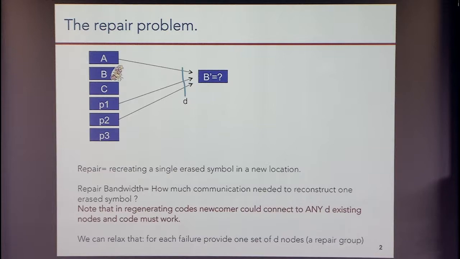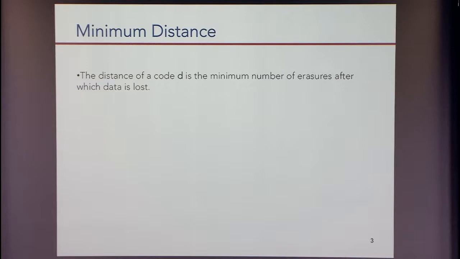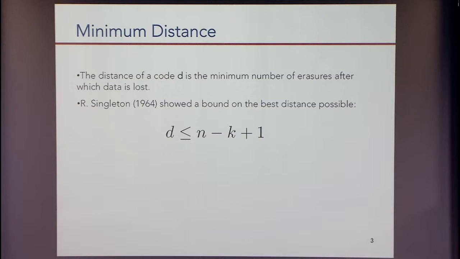Okay, now let's go back to basics for a second, minimum distance. The distance of the code, the way I think about it one way, is the minimum number of failures after which you lose data. So that's one way of thinking about minimum distance. The classic Singleton bound that everybody knows is that this is the best you can hope for in terms of distance for an (n,k) code. And of course, Reed-Solomon codes achieve the Singleton bound, and they're called maximum distance separable because of that.